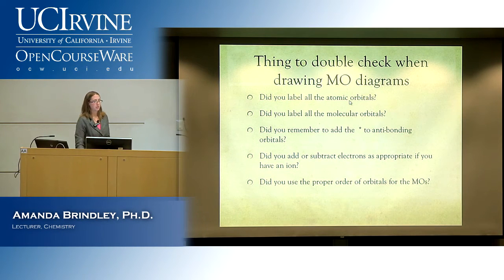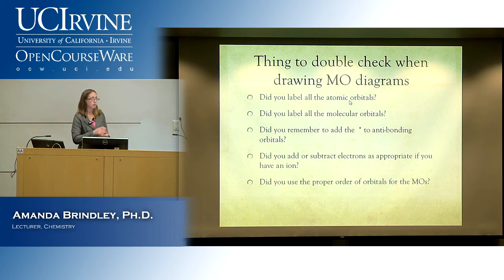Did you label all the atomic orbitals? That's the 1s, 2s, and 2p's. Lots of people forget to label those. Did you label the molecular orbitals? Did you add the star to the antibonding orbitals? That is not a point you want to lose, right, because you forgot to add the stars. Make sure you add the stars to all the antibonding orbitals. Did you add or subtract the electrons appropriately if you have an ion? Don't forget, if I give you an ion, you need to go back and say, well, I have an extra electron, or I have one less electron, when you're drawing these.